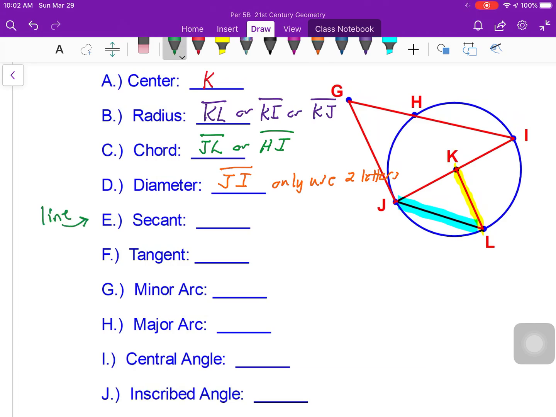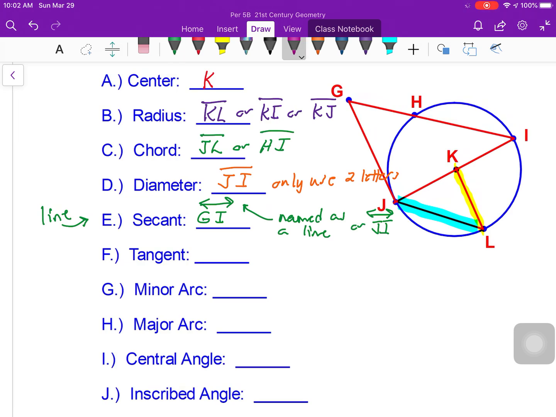A secant. Now, a secant must be a line, because that's what a secant's defined to be. We don't see one in our diagram, but we could name one. We could call the line GI, and we put the line symbol. Named as a line. We could also use JI, would also be one, with a line symbol.